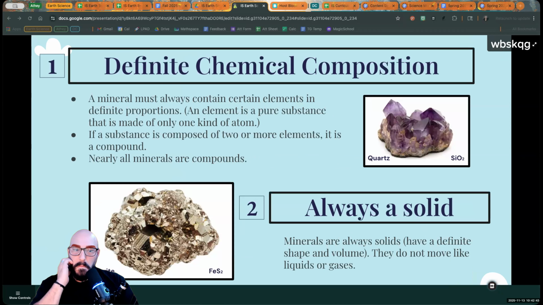So let's look at some. Quartz has a definite chemical composition. It's silicon dioxide. There's one silicon atom for every 2 oxygen atoms, and they're bonded together. There's pyrite, which is iron sulfide. Sorry, I said silicide. One iron atom for every 2 sulfur atoms, and they are bonded together. Minerals are always a solid.